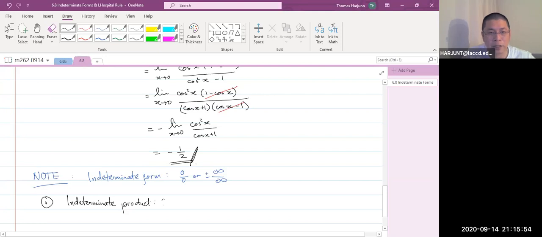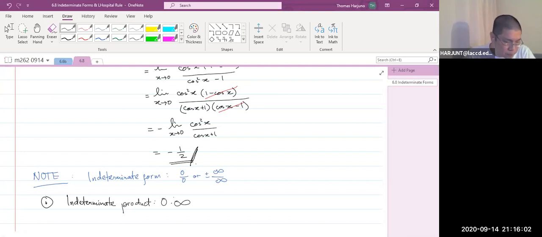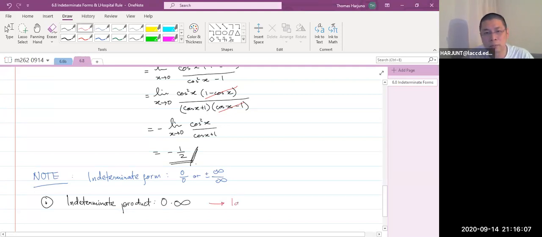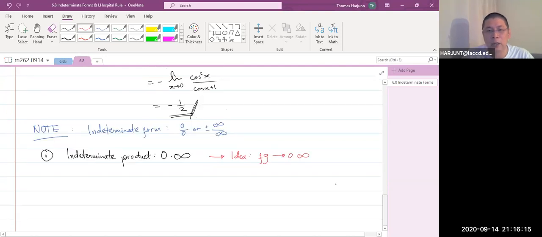The case of 0 times infinity. But the idea will be: if f times g gives you a 0 times infinity case, then convert that to f over 1 over g, or g over 1 over f.